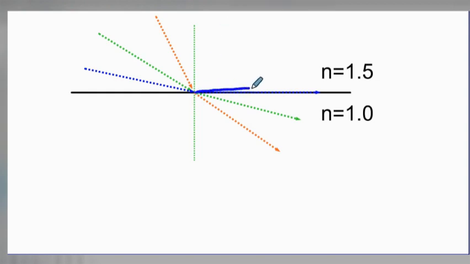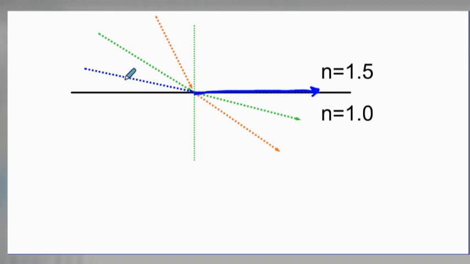So as the angle decreases, this line becomes closer and closer to the x-axis. I'm calling it the x-axis, but it's really the boundary between these two mediums. And so as your reflection decreases, so does your refraction. And once again, we see that the light just travels down through the boundary here.